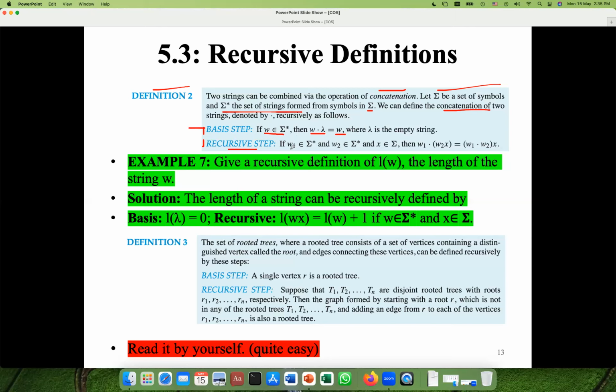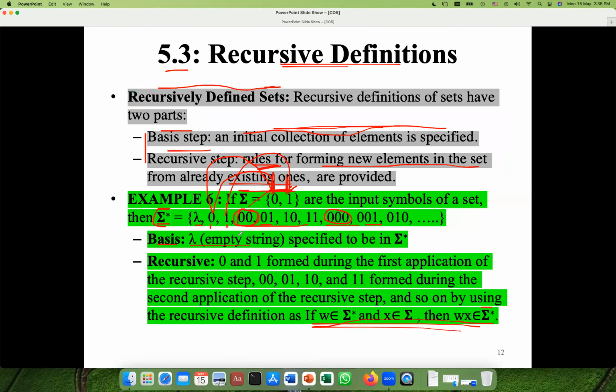And how are strings formed? Strings are formed from the input symbols, or the character set, the set in which the characters are available. In this previous example, what is the character set? Sigma is the character set. Sigma star is the set with strings, an infinite set with strings. And this sigma is a finite set with input symbols or characters.